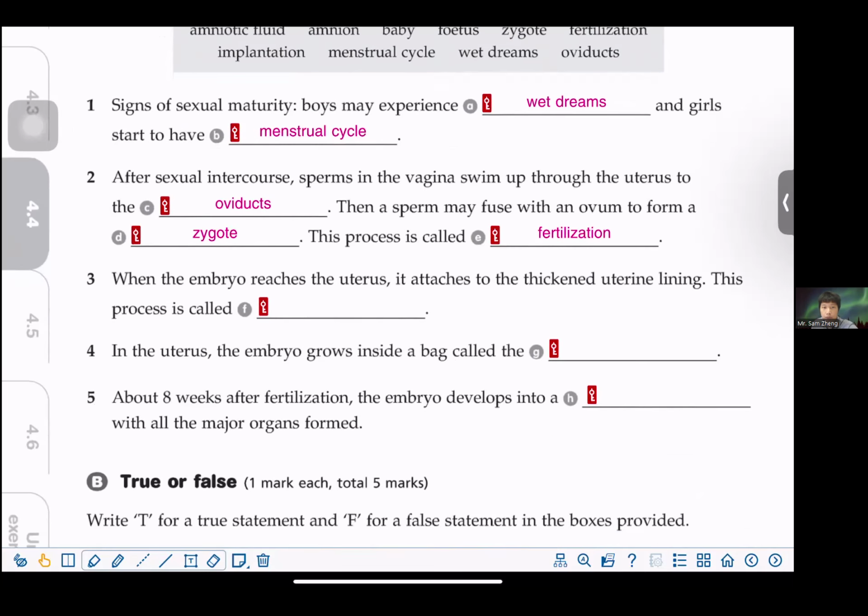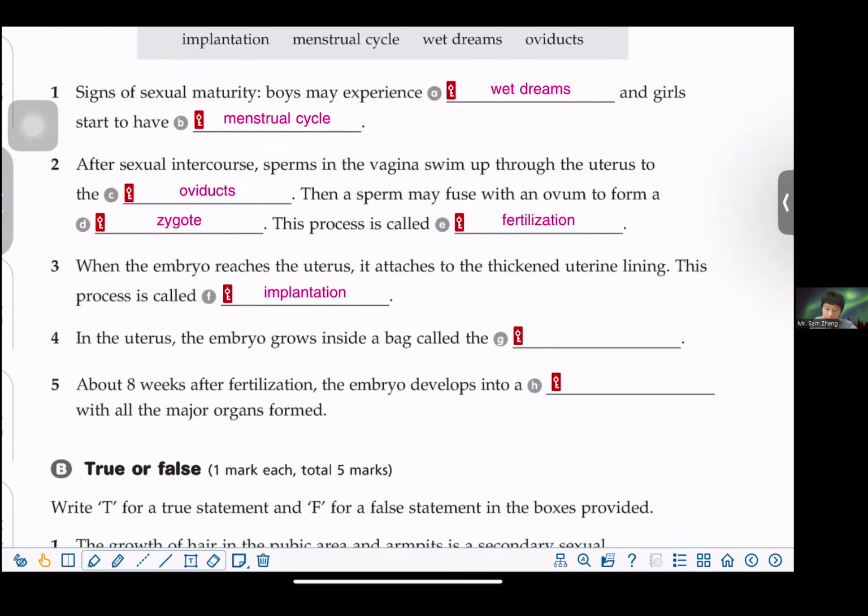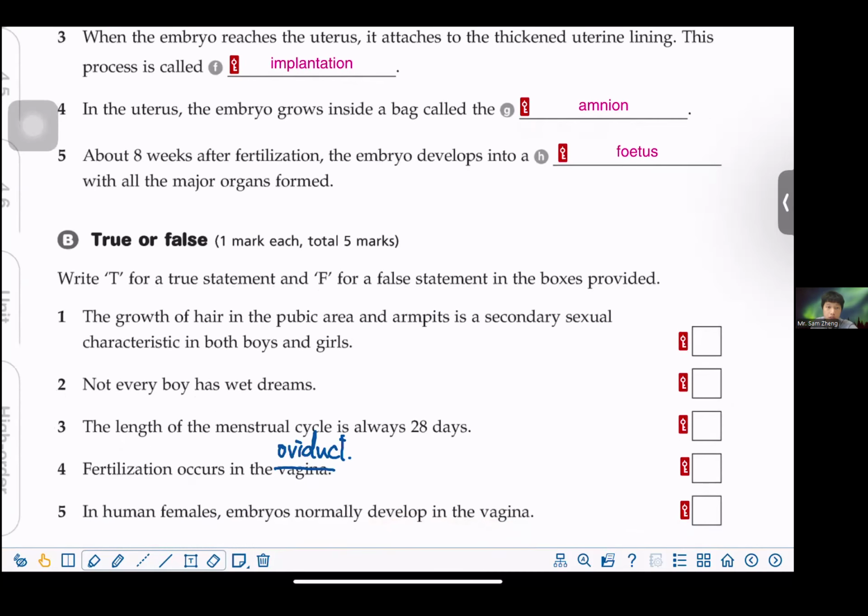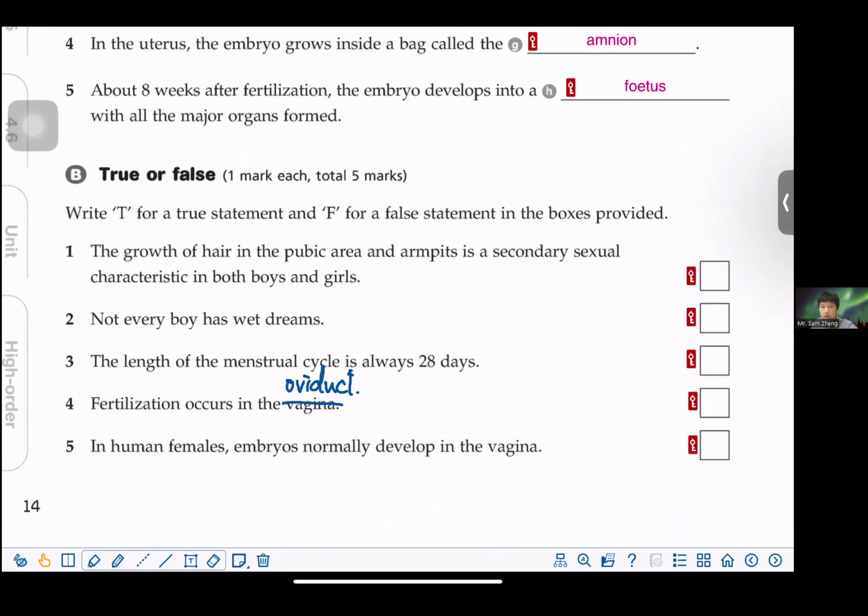When the embryo reaches the uterus, it attaches to the uterine lining, and this process we call implantation. In the uterus, the embryo grows inside a bag we call the amnion, and about 8 weeks after fertilization, the embryo will develop into what we call the fetus, with all major organs formed. Next, the growth of hair in the pubic area and also the armpits is a secondary sexual characteristic in both boys and girls.